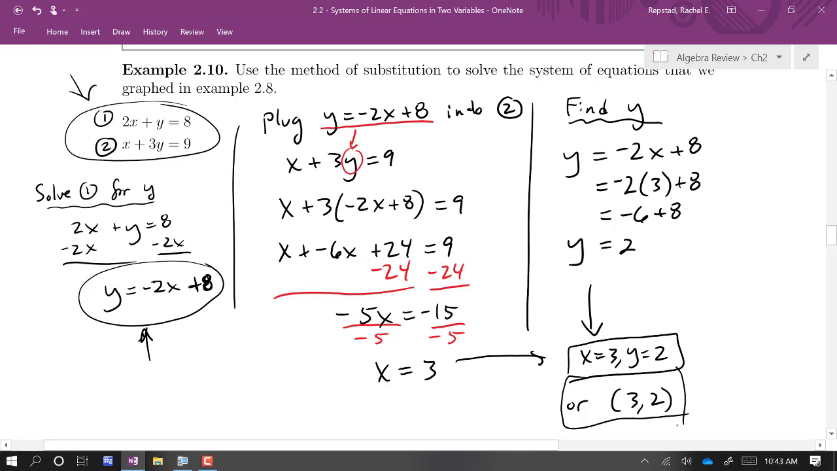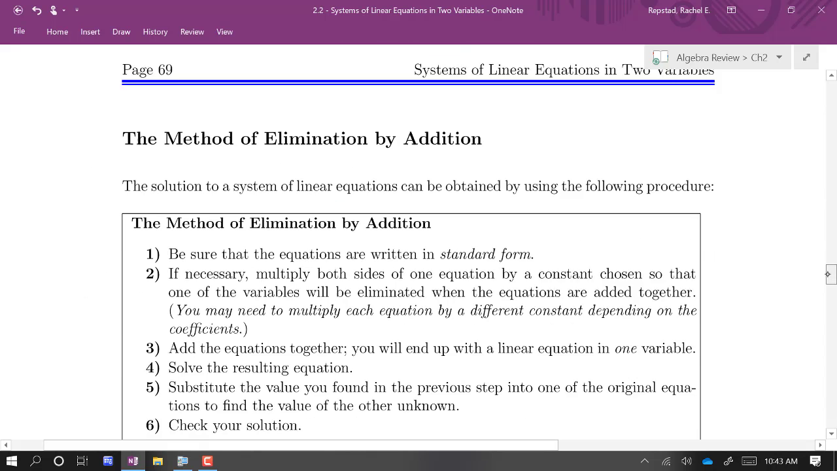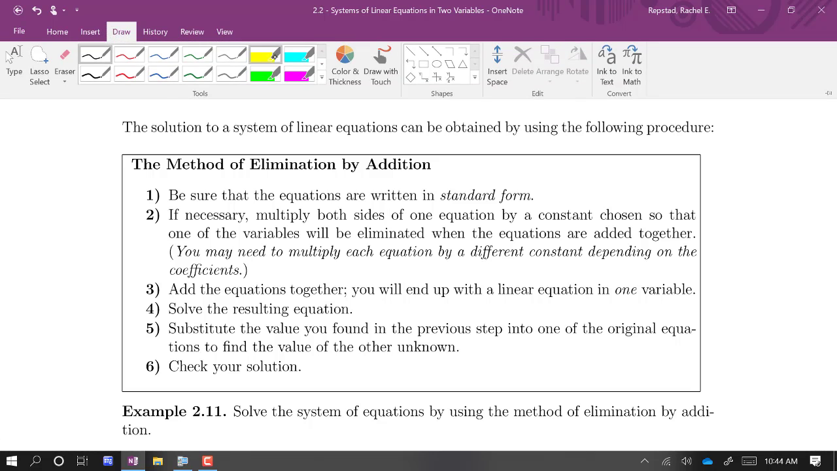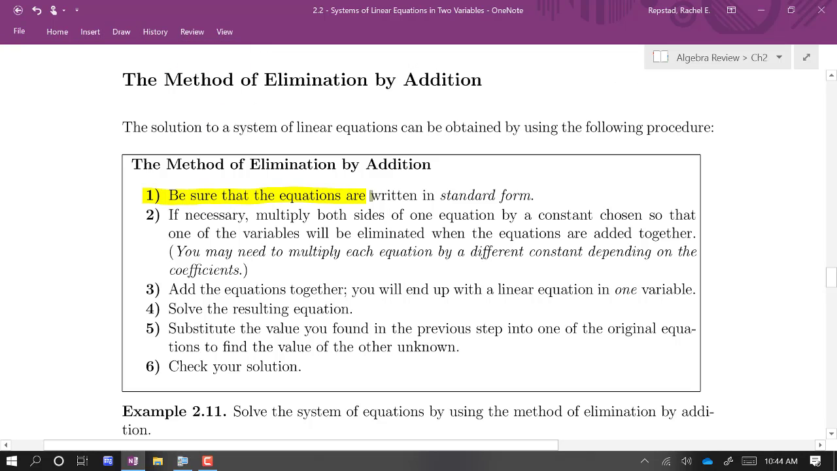So this is how we solve a system using the method of substitution. The other algebraic technique is called elimination by addition. Here you have to make sure in the beginning that both of your equations are written in standard form. That's pretty important because you want those variables to line up nicely on top of each other.